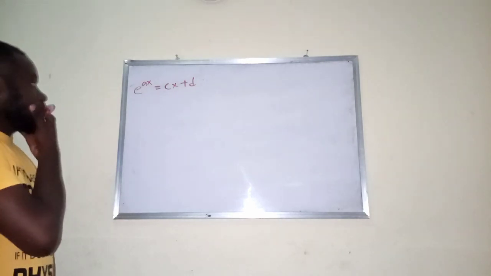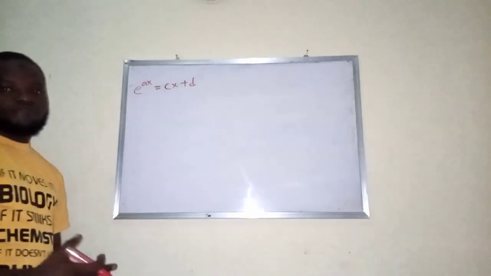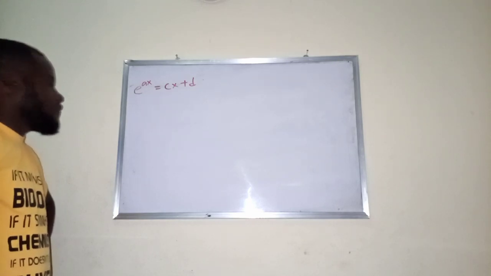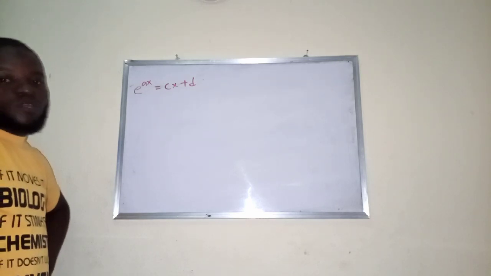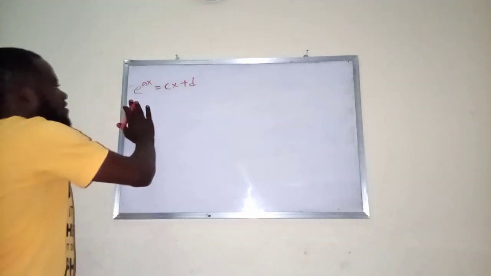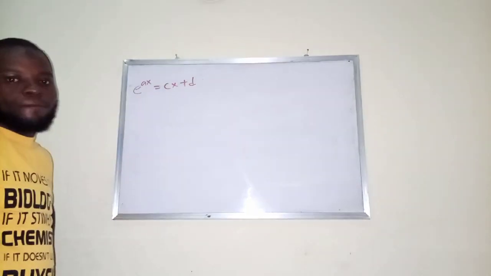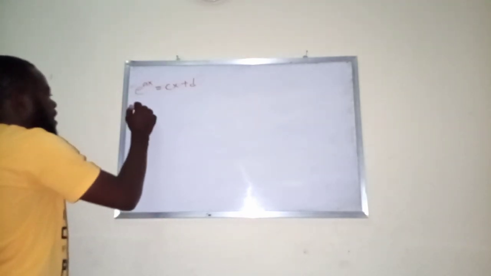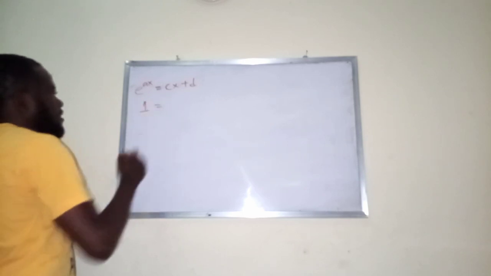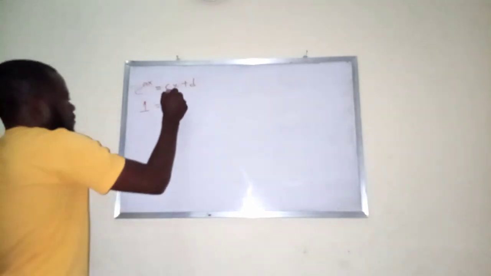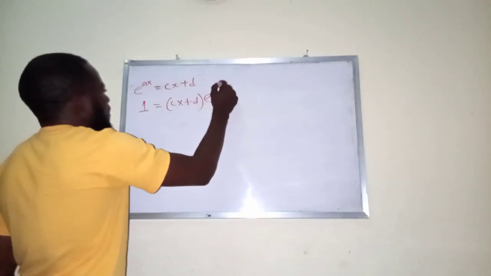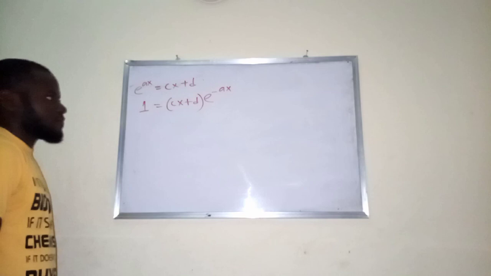I'm only trying to make this a general solution for the kind of question we solve. That is, whenever you are given such a question, all you need to do is try to write it in this form. So can we go on with the proof? If this should be the case, if I divide both sides by this, I'm going to have that 1 is equal to cx plus d times e to the power of negative ax.